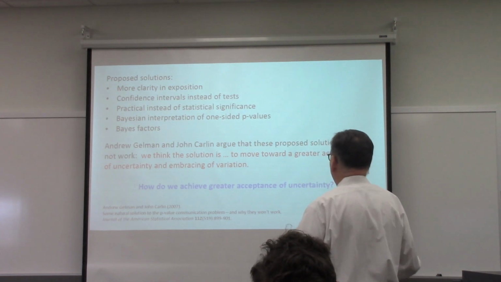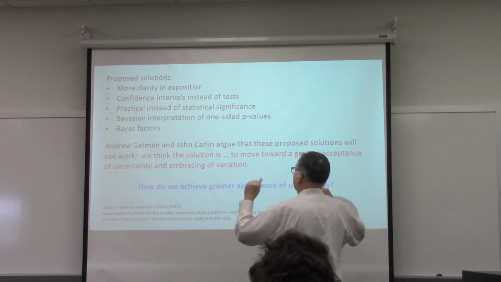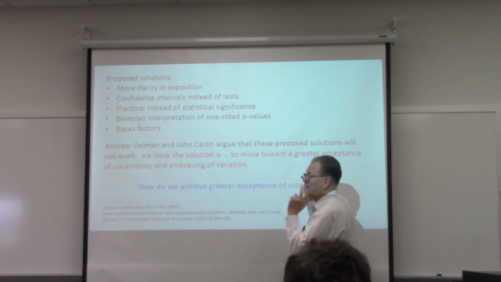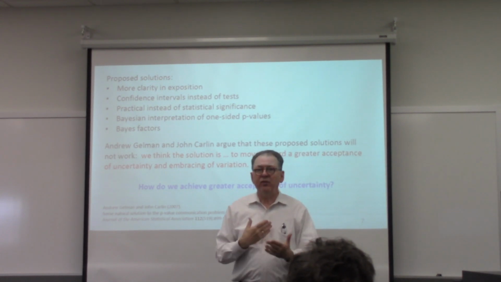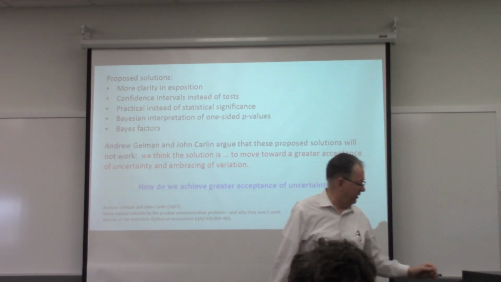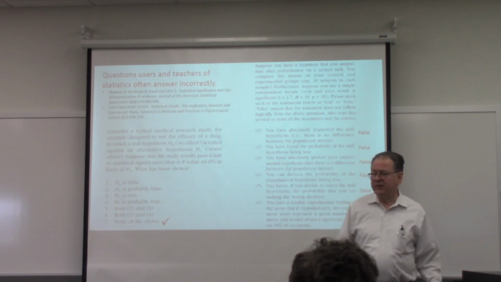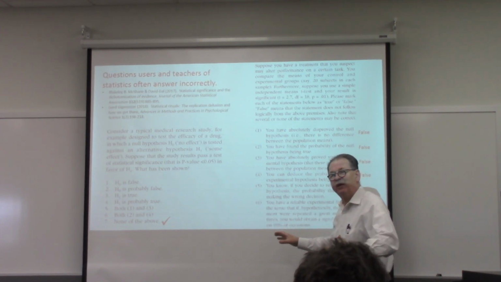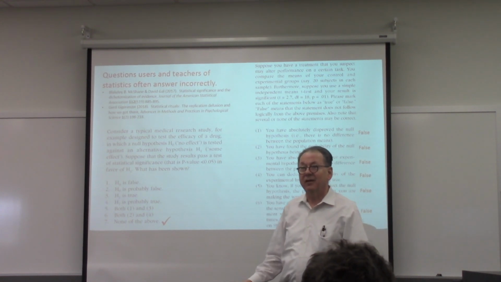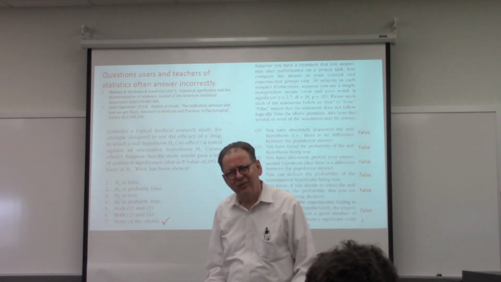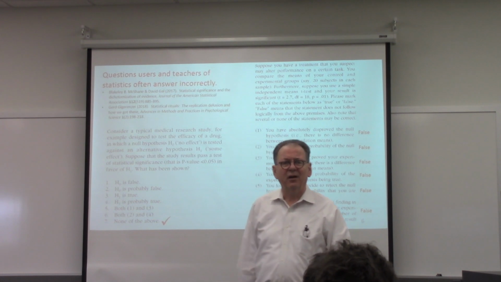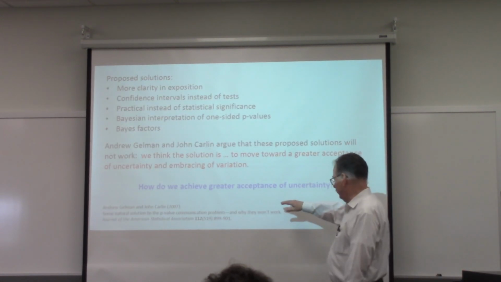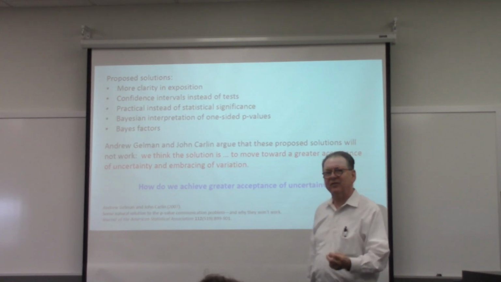So I'm going to quote Gelman. He says he thinks a solution is that we have to get people to accept uncertainty. All these mistakes, one way or another, come from people wanting to give this p-value more meaning than it has. And of course, it has very little meaning when you get down to it. So Gelman says we've got to learn a greater acceptance of uncertainty.